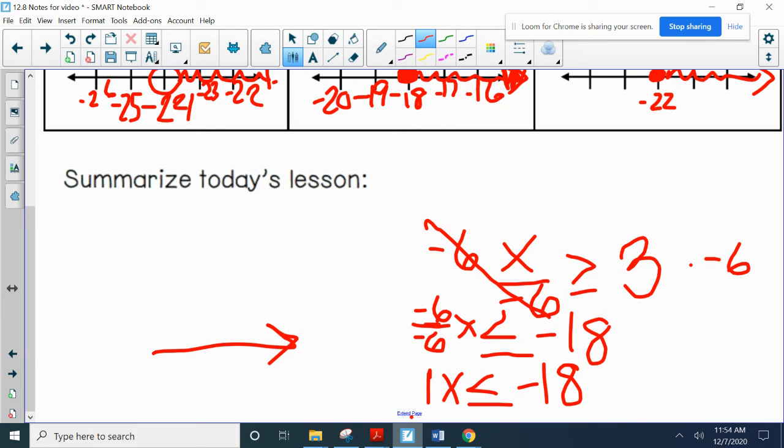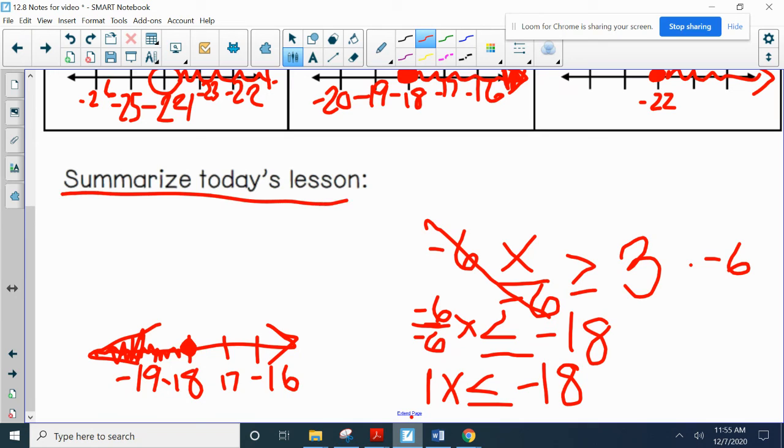And then when you graphed it, you have negative 18, negative 19, negative 17, negative 16. It's or equal to, so we have a closed circle, and we want that x is all the numbers smaller. And because x came first, we know we shaded the right direction. All right, so if you got those 4 problems right, make sure you summarize that lesson and you feel very comfortable with this, go ahead and do the Schoology work.